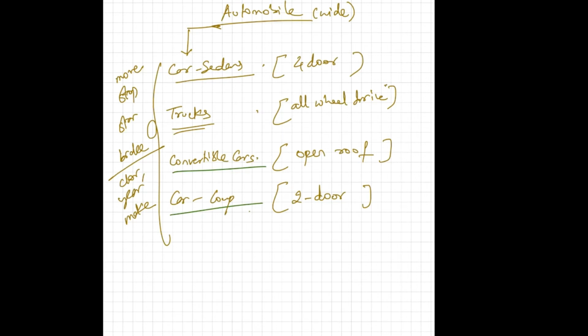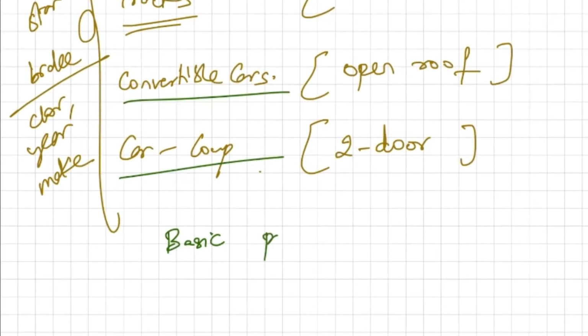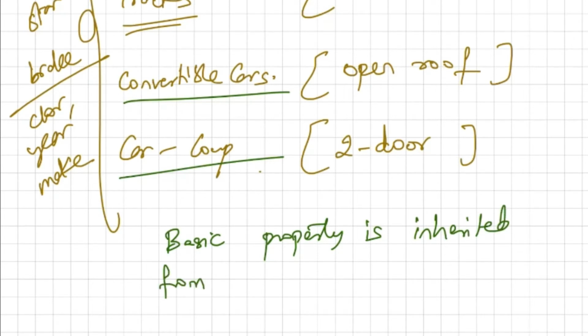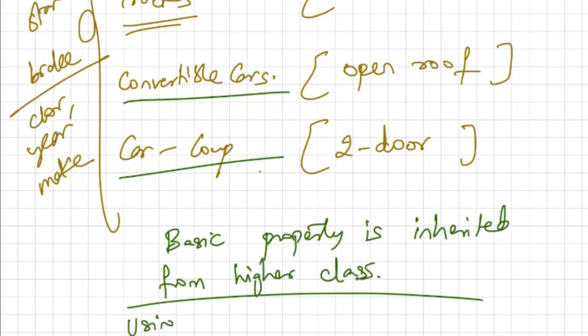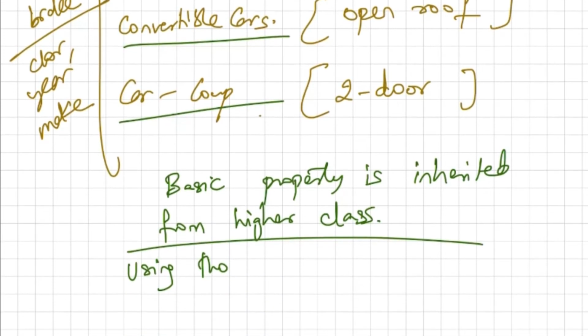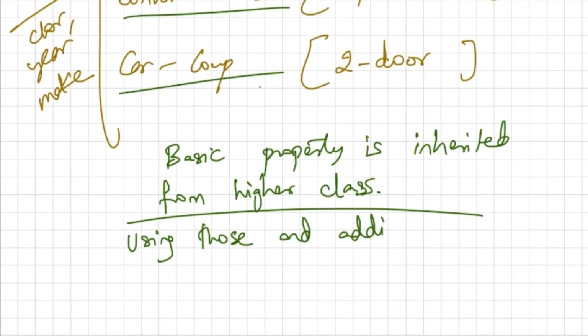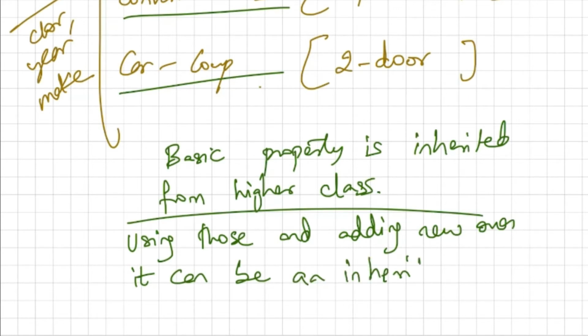It's like something is inherited. The basic properties are inherited from a higher class, and then using those and adding new ones, it can be an inherited class. So from an existing class you can make a subclass, and that is called inheritance.